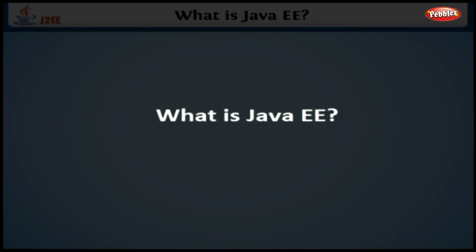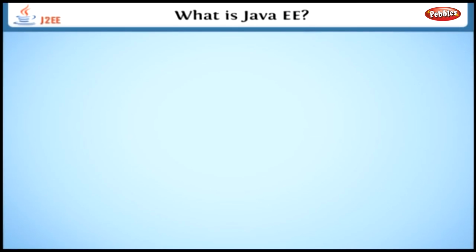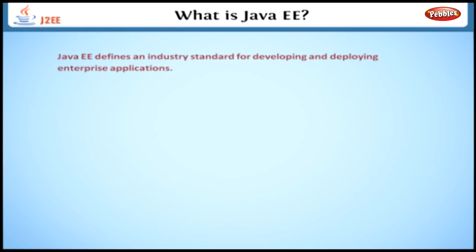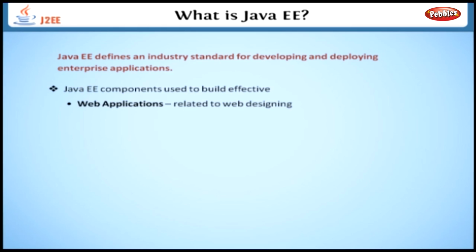What is Java EE? Java EE defines an industry standard for developing and deploying enterprise applications. Using Java EE, we can develop platform-independent enterprise applications. And using Java EE components, we can build effective web applications related to the designing of web pages, and business applications such as ATM transactions and banking applications.